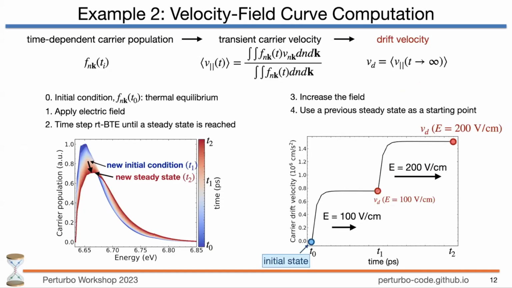The next step will be increasing this field to another level, for example, 200, and then doing the time evolution of the RTBTE again until a new steady state is reached. So after this new steady state, it's easier to compute because you start from the previous ending electron distribution. So you save the time of evolving from E equals 0 again. And then you now can arrive at a new drift velocity for the new electric field. And then you just keep going until you cover all the electric field points.